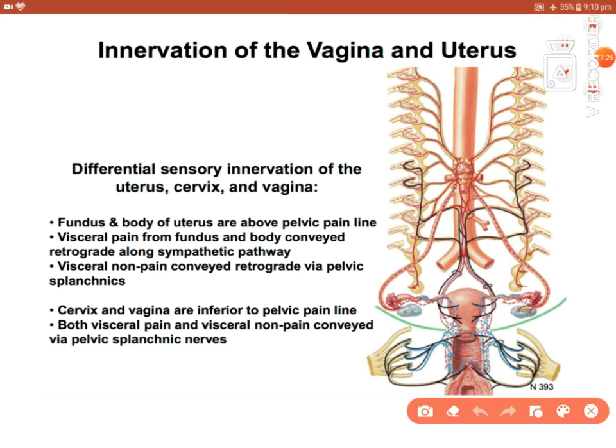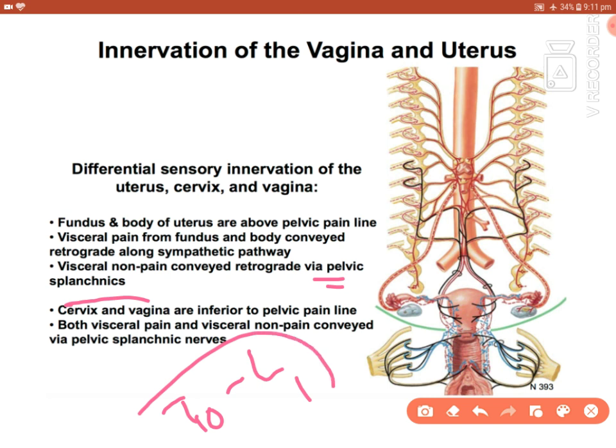Then nerve supply. The nerve supply is through the sympathetic and the parasympathetic. Okay, the parasympathetic is through the pelvic splanchnic nerves. Then the sympathetic is to the T10 to L1 segments through the inferior hypogastric plexus. Okay, T10 to L1 segments of the spinal cord. So labor pain gets referred to the area of the skin supplied by these segments. Okay.